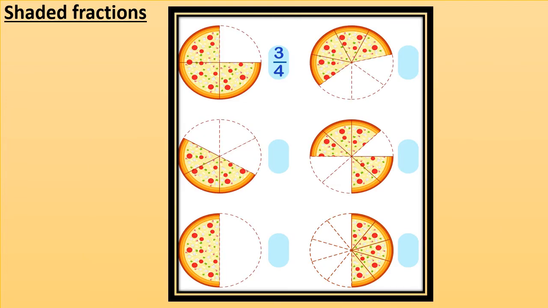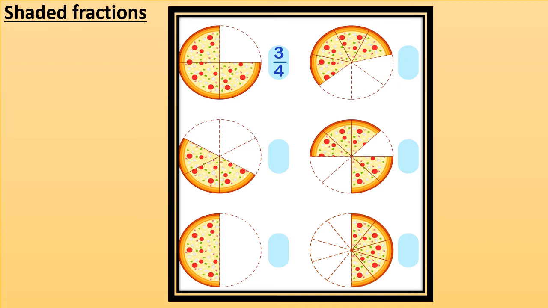Now let's understand more about shaded fractions with this picture of pizza. Now look at the first picture. You can see the pizza is divided into 4 equal parts, out of which 3 are shaded. So we will write the shaded fraction as 3 by 4. Now next to the right, see the pizza is divided into 7 parts, and out of which 4 are shaded. So we'll write the shaded fraction as 4 by 7.